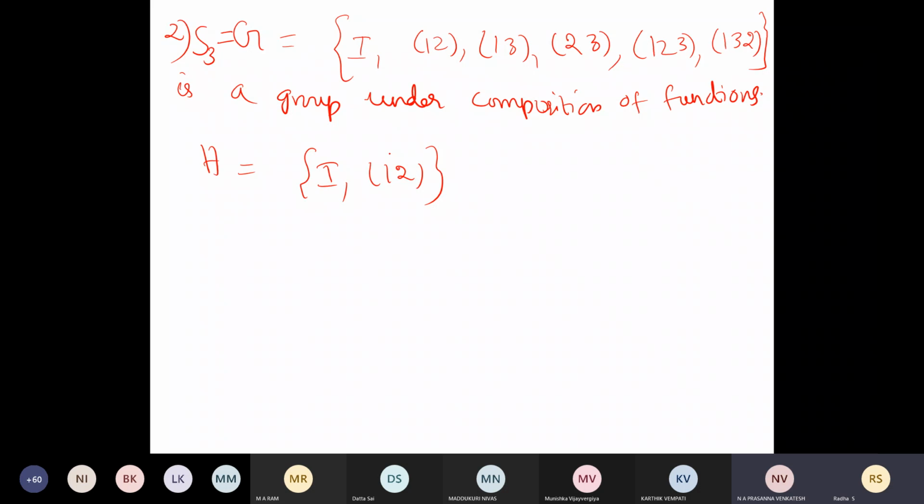Either you can take I12 or I13 or I23. Because you know very well, the inverse of a transposition is itself. Good. So you can form a table out of it easily. Composition, I'm keeping a dot or circle, something like this.